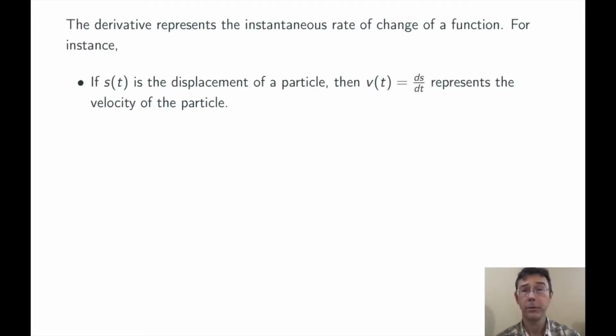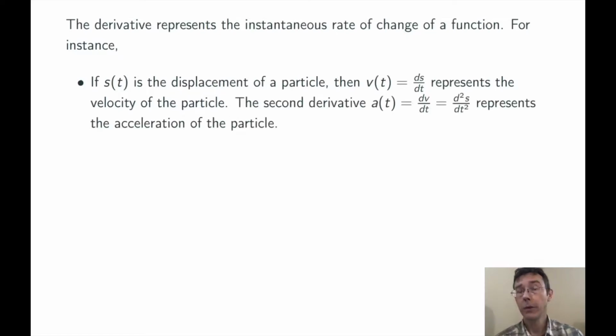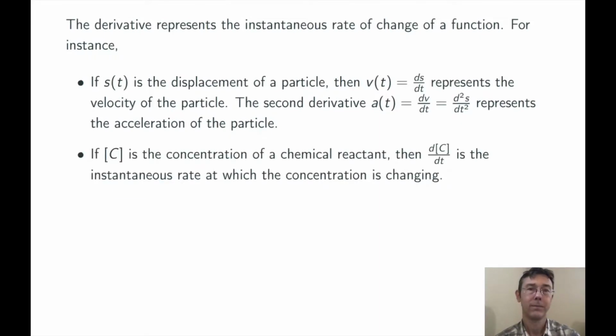Here's a few examples. If s of t is the displacement of a particle, then ds/dt, the instantaneous rate of change of displacement with respect to time, is just the instantaneous velocity of the particle. Similarly, the instantaneous rate of change of velocity is going to be the acceleration, and therefore, putting those two ideas together, the second derivative of displacement is going to be acceleration.